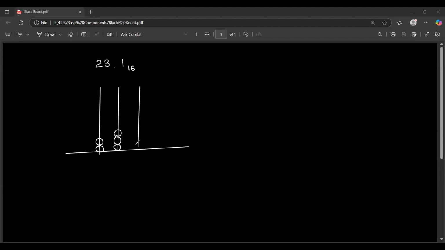Now let's convert floating point numbers of hexadecimal to decimal numbers. Let's say we have to convert 23.1 to the base 16 to decimal numbers. First of all, let's draw the abacus. Here we have three places. So let's fill up the places. So we have 2 here, 3 here, and 1 here.